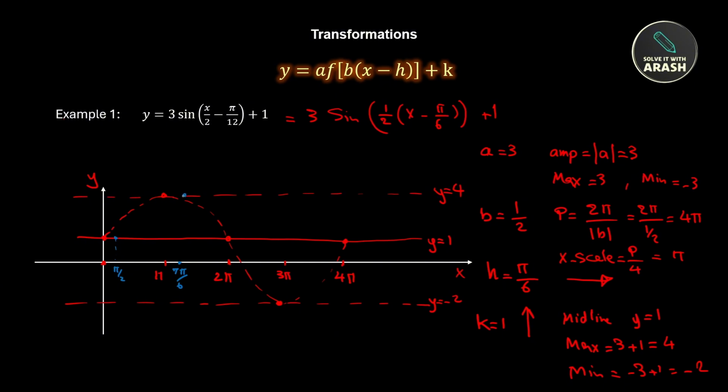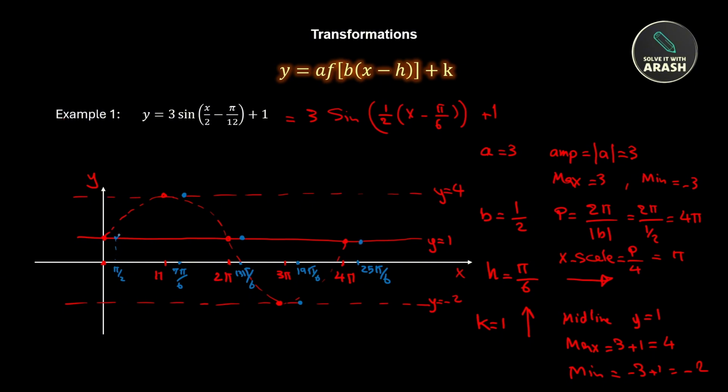So this is going to be the maximum at 7 pi/6. And then 2 pi plus pi/6, that's going to be at the next point, which is 13 pi/6. So that gives me the point on the midline. 3 pi plus pi/6 equals 19 pi/6. That's where the minimum is. The last point, 4 pi plus pi/6 equals 25 pi/6, and that's where the graph is on the midline.